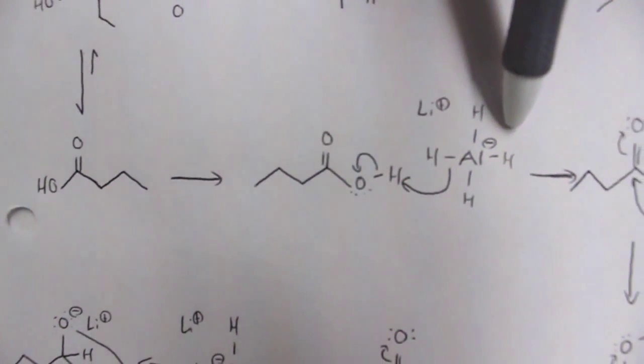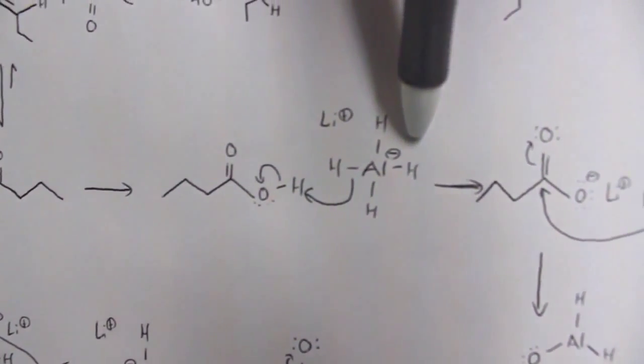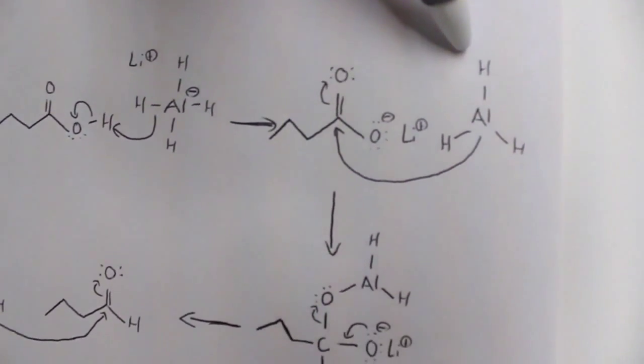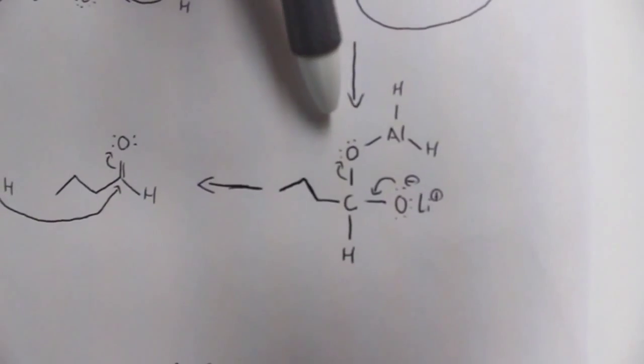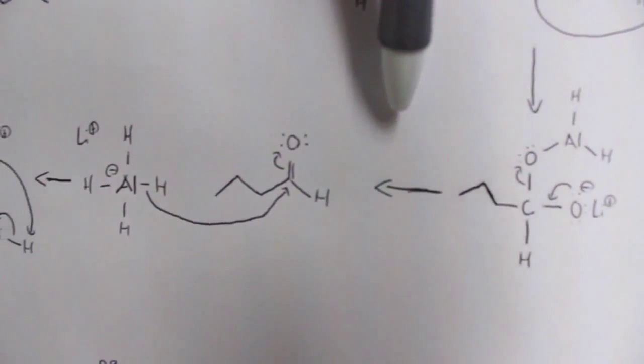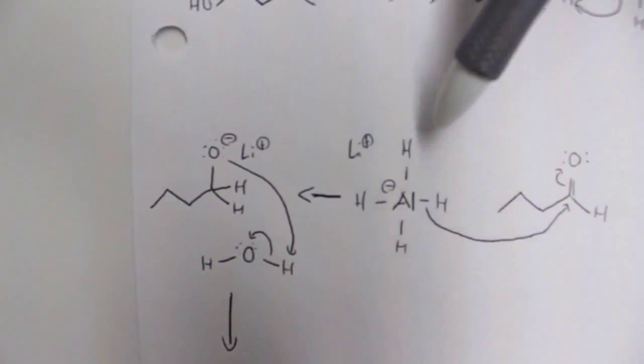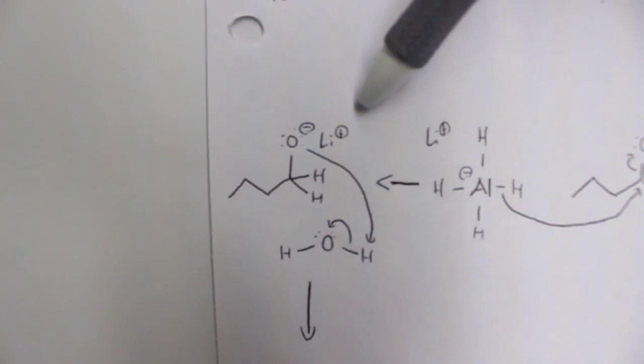The carboxylic acid is deprotonated, making it susceptible for nucleophilic attack by the hydride anion. The oxygen is then removed, which creates the intermediate, an aldehyde. The aldehyde undergoes nucleophilic attack, and the alkoxide ion that is created is protonated to produce the alcohol.